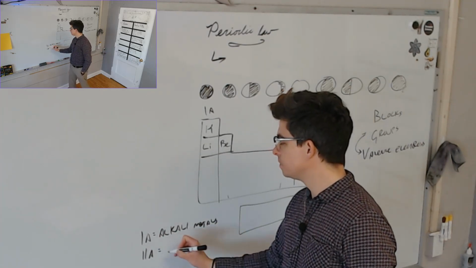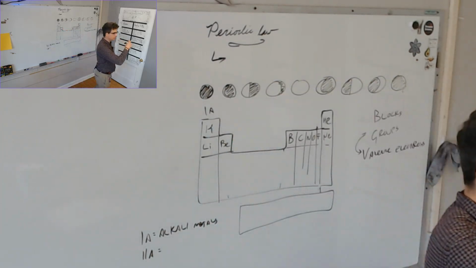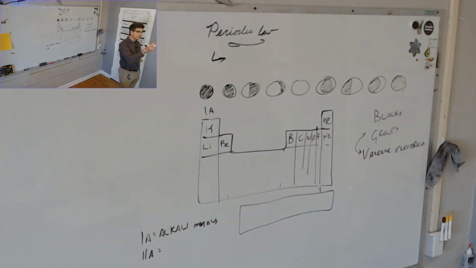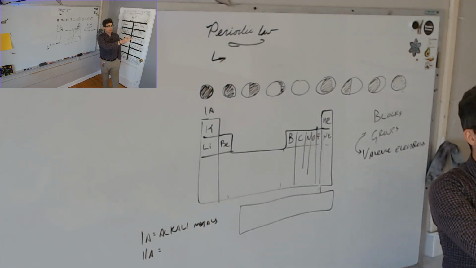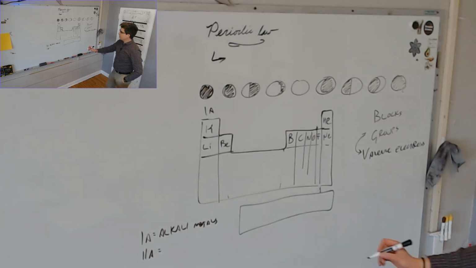2A? Oh, and by the way, the IUPAC naming system, 1, 2, 3, 4, 5, 6, 7, 8, 9, 10, 11, 12, 13, 14, 15, 16, 17, 18, those are all using Arabic numerals like I have up here. The other way, the old way, uses Roman numerals. So 1 being I, A. 2 being double I, A. 3 being I, B. IV, B, etc.